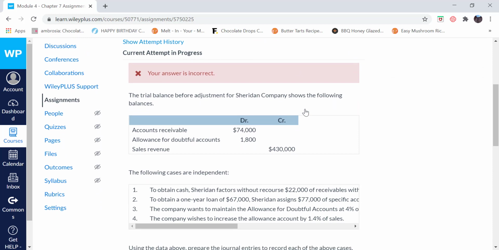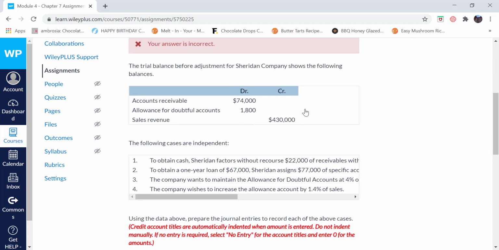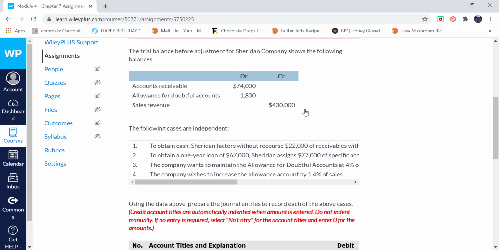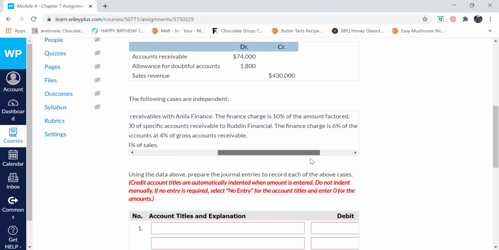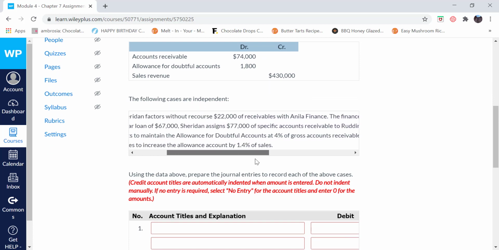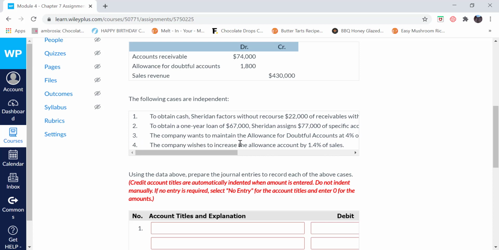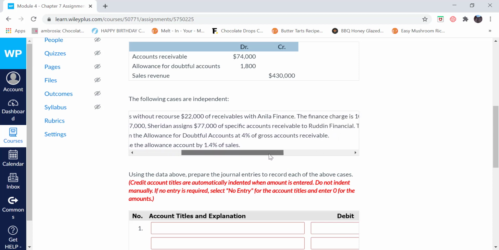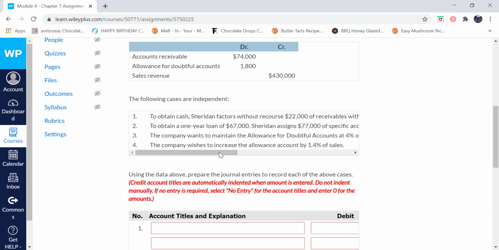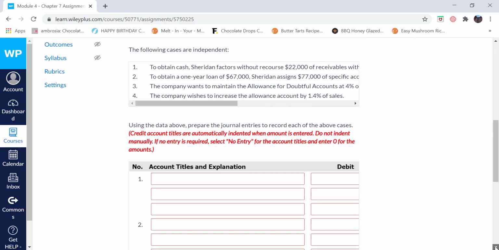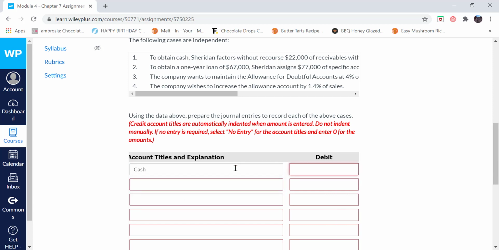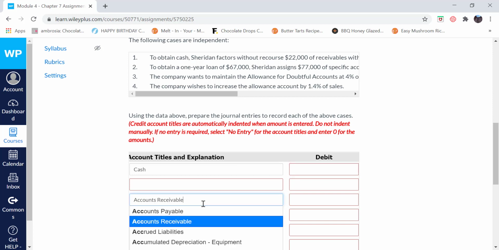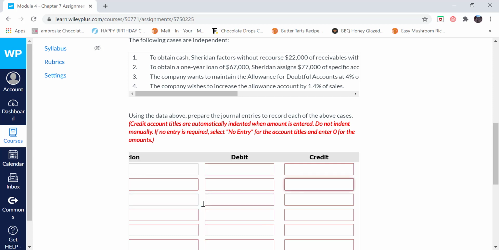The second one, there's just 4 different scenarios here of ways a company can use receivables to get money. The first one is normal. We will be doing sales of receivables or factoring. So in my example, we have to obtain cash by factoring without recourse 22,000 of receivables, and the finance charge is 10% of the amount factored. So the transaction here is I'm going to get some cash. I'm giving up receivables, right? I'm giving receivables to the company I'm listing with.